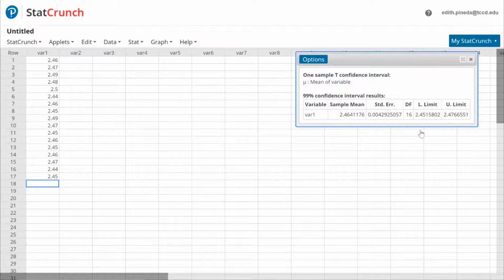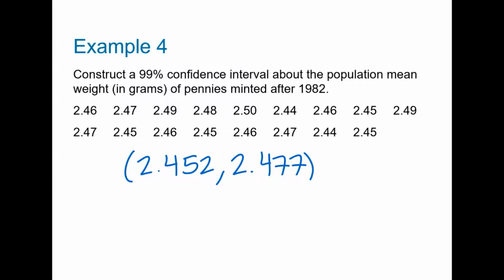And here we have the lower bound and the upper bound. Rounding to 3 decimal places, we get that the lower bound is 2.452 and the upper bound is 2.477. So we say that we are 99% confident that the population mean weight in grams of pennies minted after 1982 is between 2.452 and 2.477.